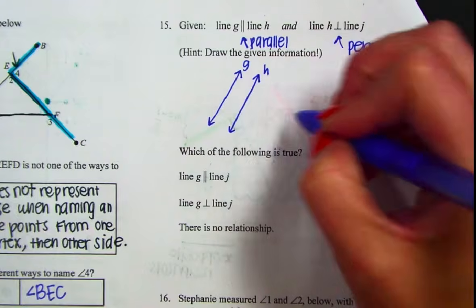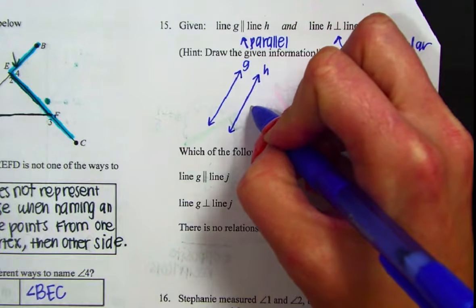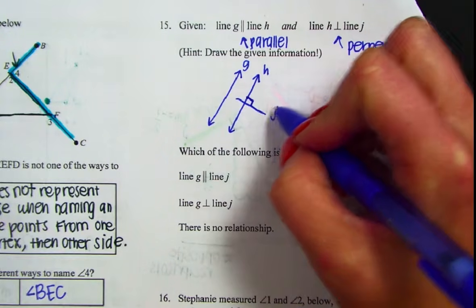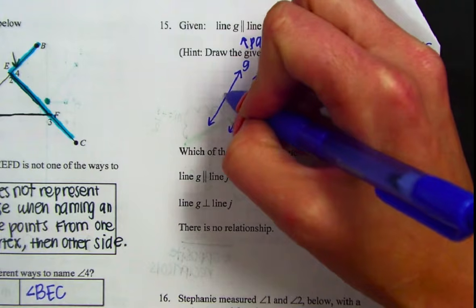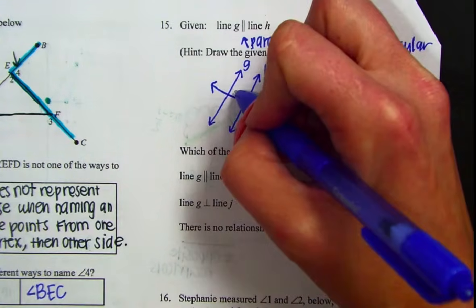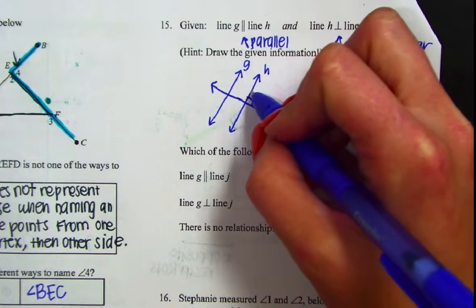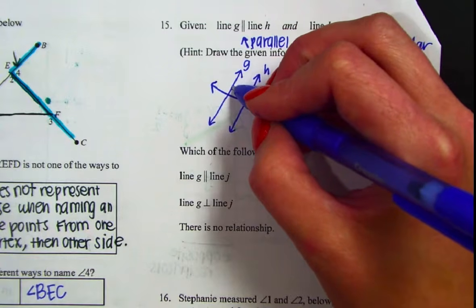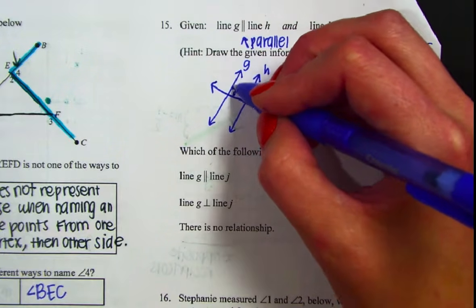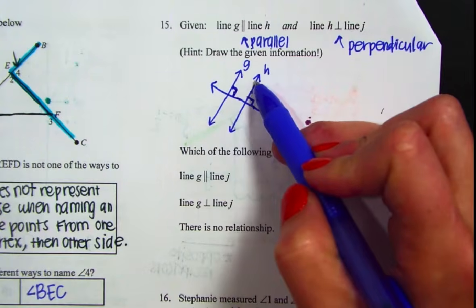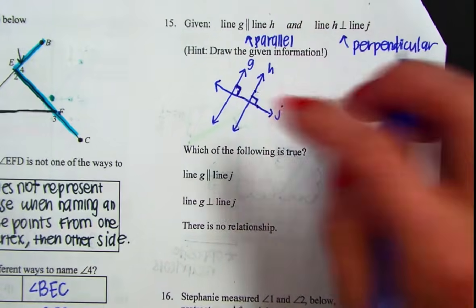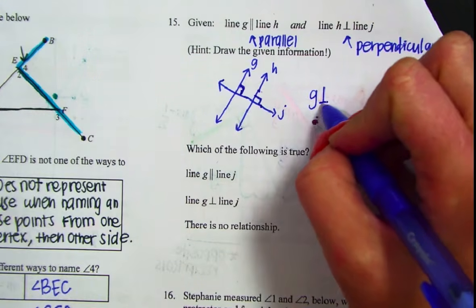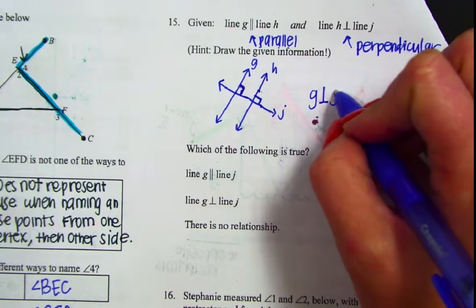So if this is line J, it's going to form a 90-degree angle with line H because those are perpendicular. As it continues to go through, these slopes right here are opposite reciprocals, which means these slopes are also opposite reciprocals. G and J also have opposite reciprocal slopes because H and G have the same slope. So this means that G is also perpendicular to line J.